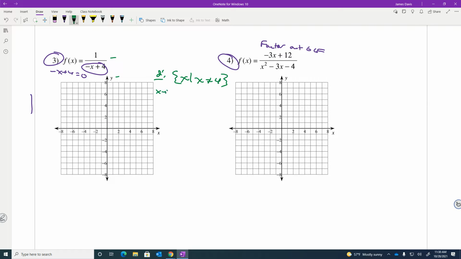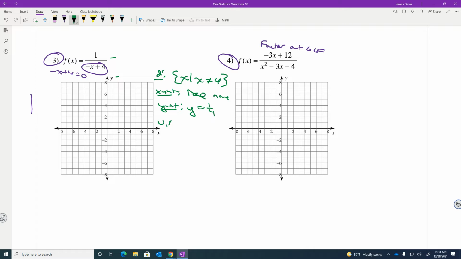And then next is x-intercept. There is no x-intercept because 1 could never be 0. That doesn't make sense. 1 equals 0 doesn't make sense. So there's none. Y-intercept. We plug in 0 for x. So when you plug in 0 there, it just becomes 1 over 4. Y equals 1 over 4. Is everything left over? Then it's just 1 over 4.